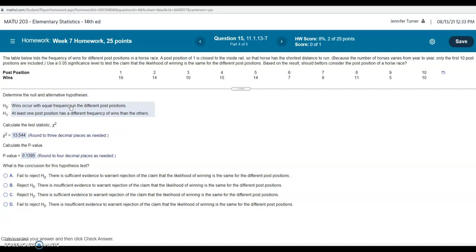The two options down here say there is significant evidence to warrant rejection of the claim, and this one says there is insufficient evidence to warrant rejection of the claim. So again, H0 was the claim and I did not reject it, so I had insufficient evidence to warrant rejection of the claim that the likelihood of winning is the same for the different post positions.